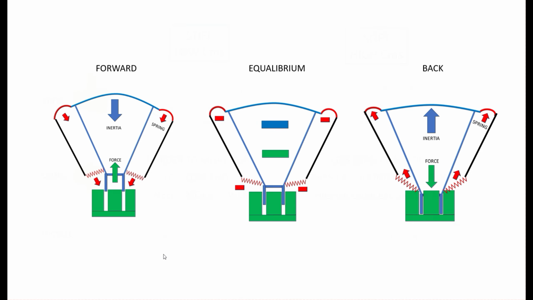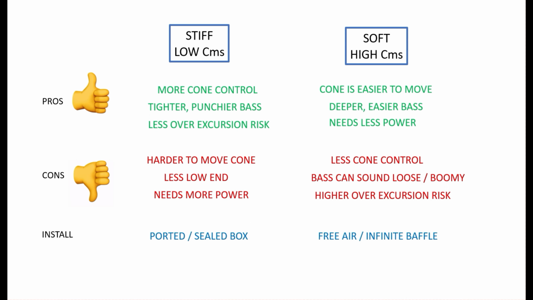So that's why the stiffness of the suspension is important, because it tells us how controlled the speaker will be and how it will behave. This is especially important when we're looking at mid-bass and subs. If you think about a sub with a very stiff suspension, it's going to be harder to move. You need more power to get over the high spring forces, but the cone's going to stay in control. There's less chance of it going beyond its Xmax and becoming overextended.